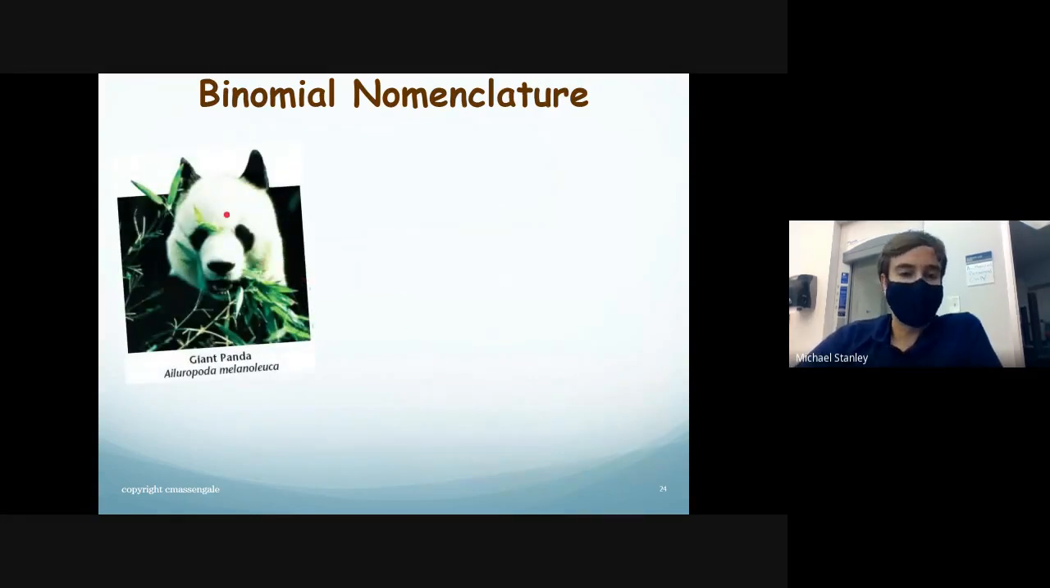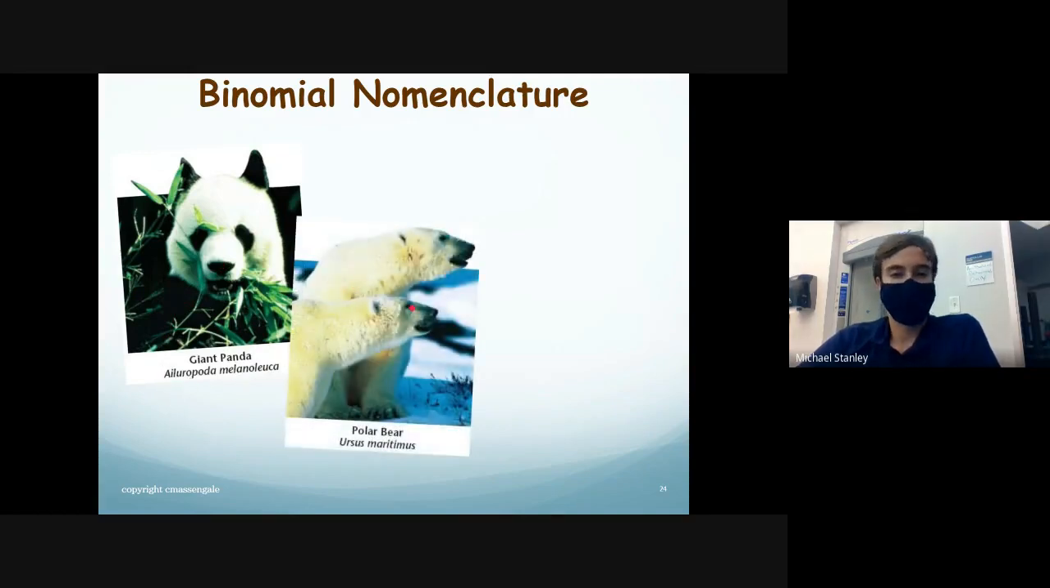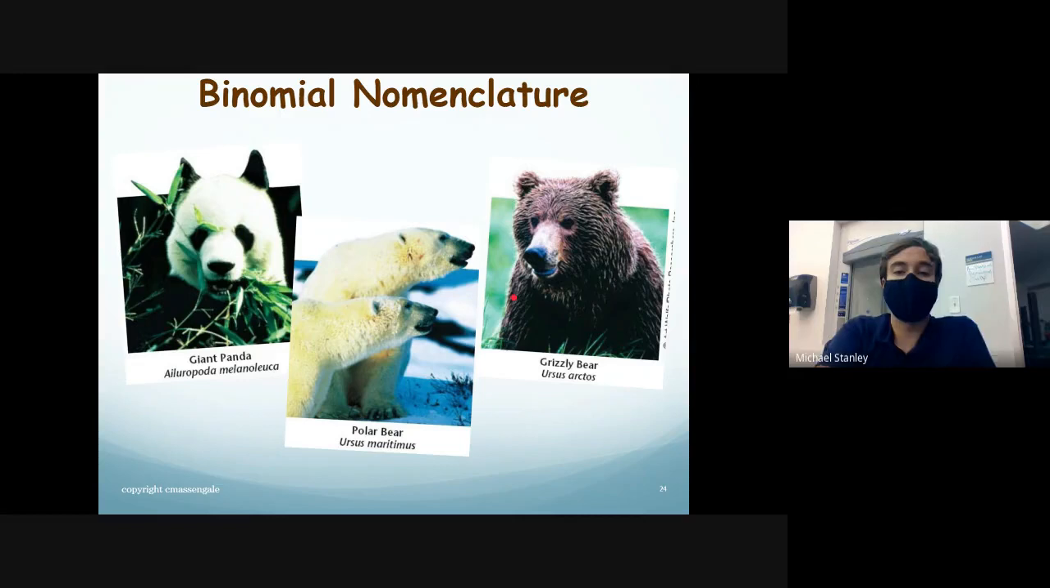Some other species names include the giant panda, Ailuropoda melanoleuca, the polar bear, Ursus maritimus, and the grizzly bear, Ursus arctos. Again, they each have two names. The first name is capitalized, the second name is not.